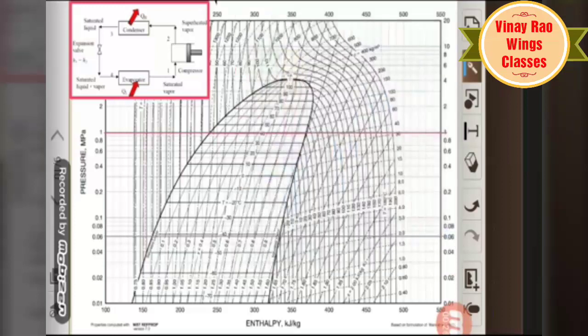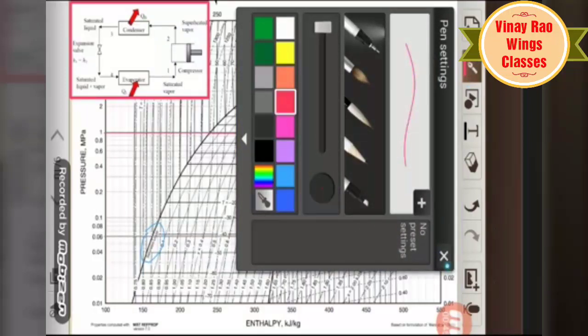There are two pressure lines, which I already explained. Point number 1 exists at the dry saturated state. This is the critical point. From the critical point, this is the saturated liquid line and this is the saturated vapor line. Here it is written as saturated liquid, and here as saturated vapor line. Point number 1 is dry saturated, so we started from point number 1.